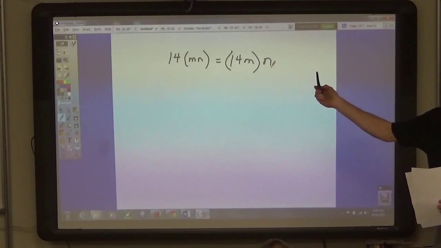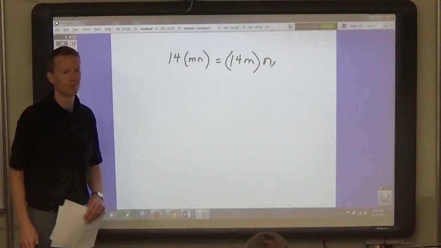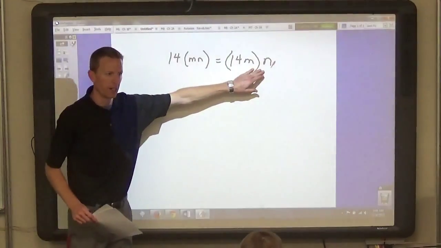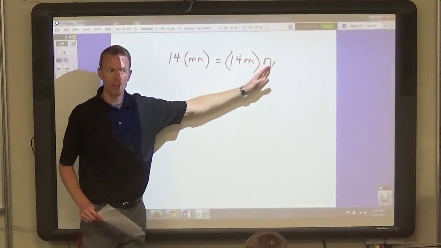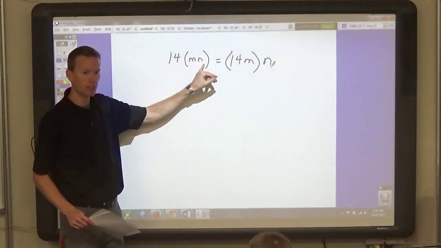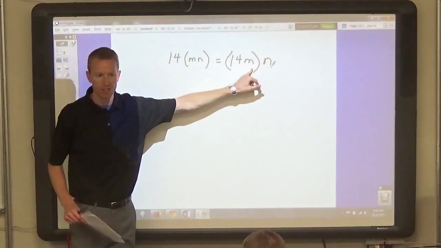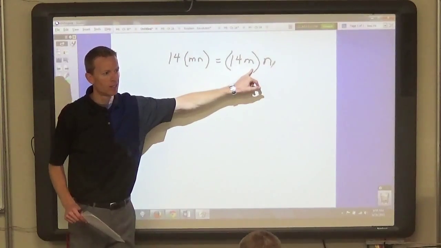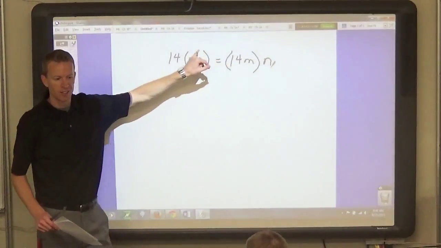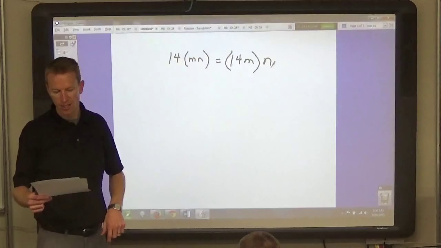Are you listening? Pay attention here. Look at the second one. What's different about the second one? Is the order of the numbers different? No, the parentheses are in a different spot, meaning that instead of multiplying m times n first, we would multiply 14 times m first. Which property says that? Luke? That's the associative property. Okay? That's the associative property.